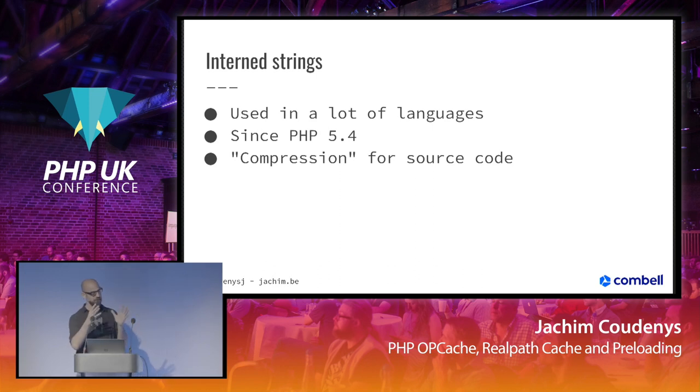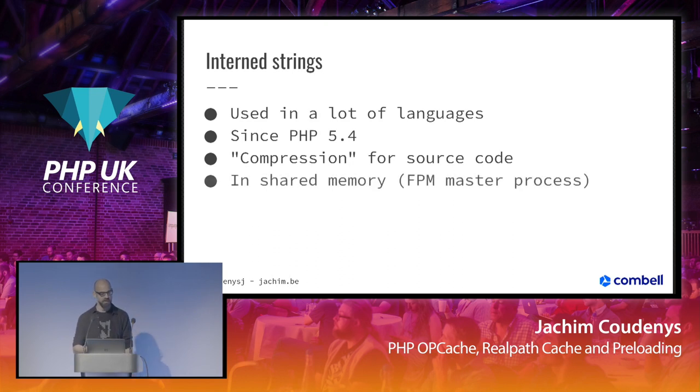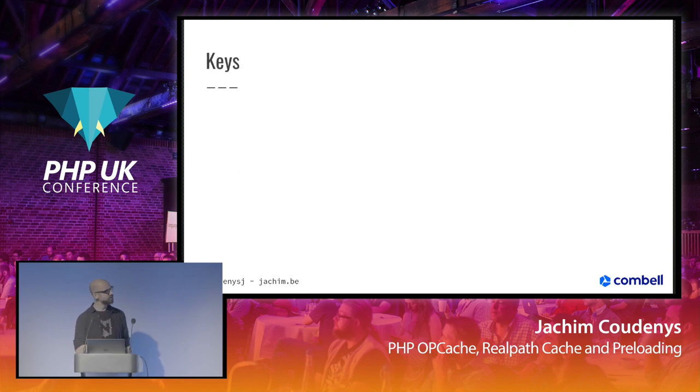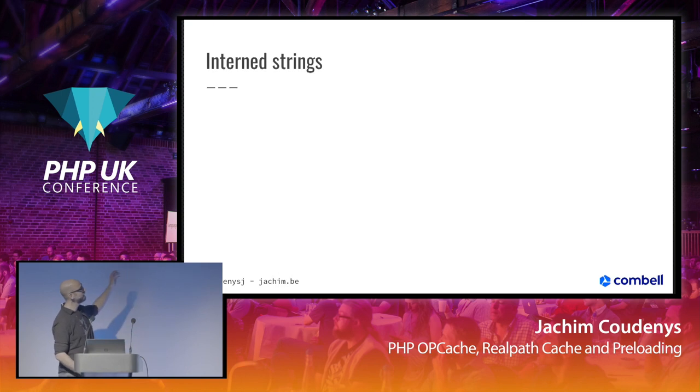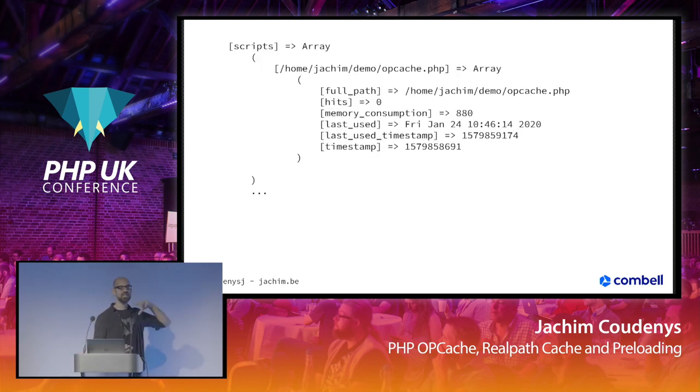And the interned strings block is a part of the complete memory block that you reserve for the OPCache. So if this block is full, you will just use more memory than is needed. But again, that's also stored in the shared memory of the master. You see the keys thing a lot in the statistics, and this is just the full path and all the different relative paths to a specific file. So if we go back here, these are just all the keys. This specific file has been compiled into OPCache and is accessible through that key.